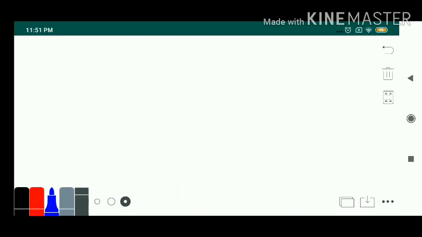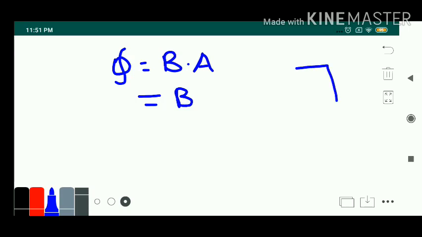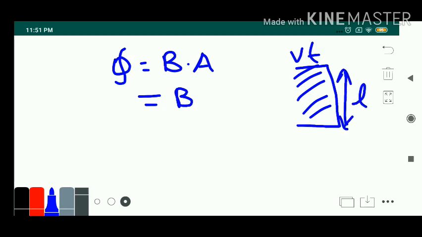Right. So what is flux? Phi is equal to B dot A. Now this much coil has entered, so this is the vt length. What is the length here? This is L. So the area of the portion which is now inside the field is vt into L, length into breadth. So this is your flux now.